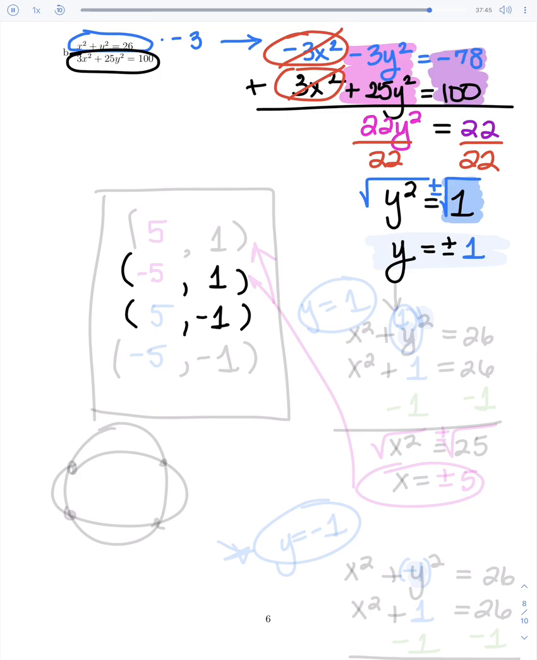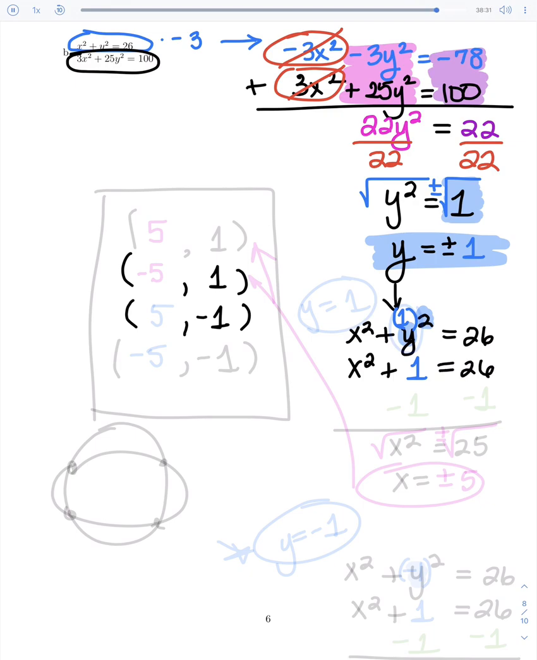Now, how do I find my x's? I need to take my positive 1 and my -1 that I just got and plug them into one of the two equations. It doesn't matter which. I'm going to plug it into what I think is the easier equation, which is x squared plus y squared equals 26. I'm going to start with the positive 1 first. Let's see what happens. Remember that the 1 is squared, so positive 1 squared is still just 1, equals your 26.